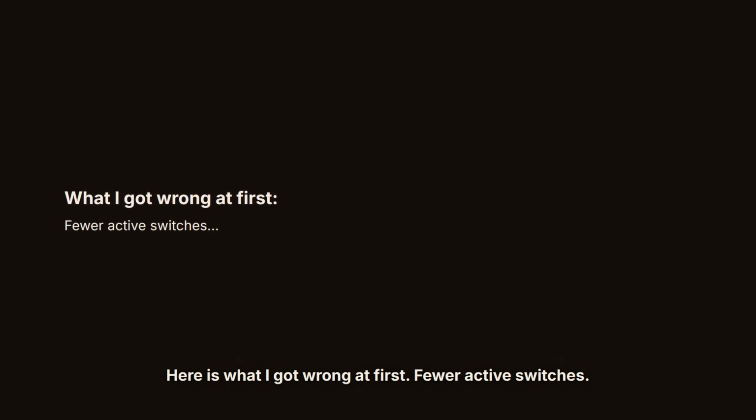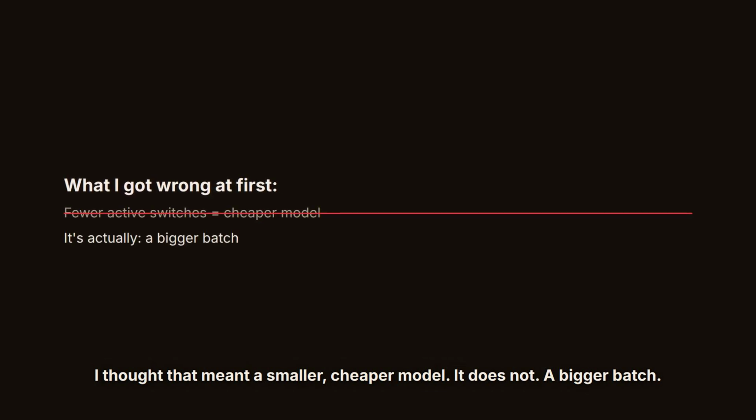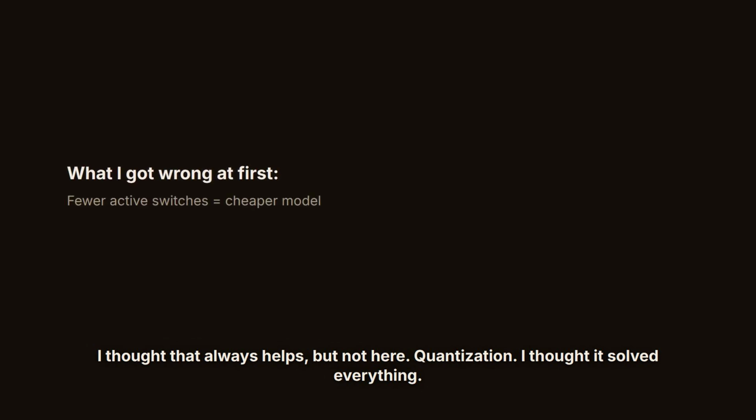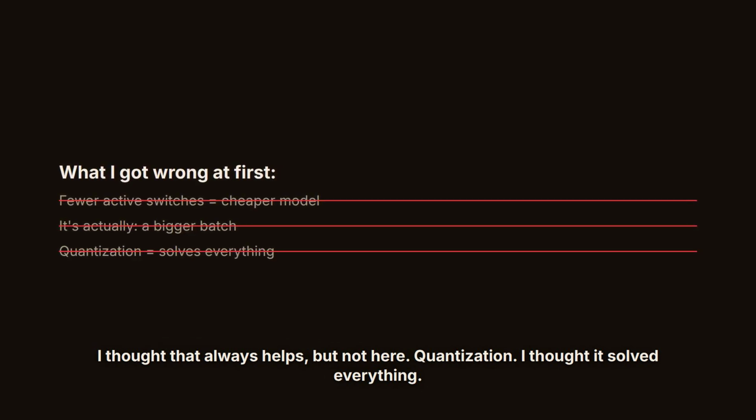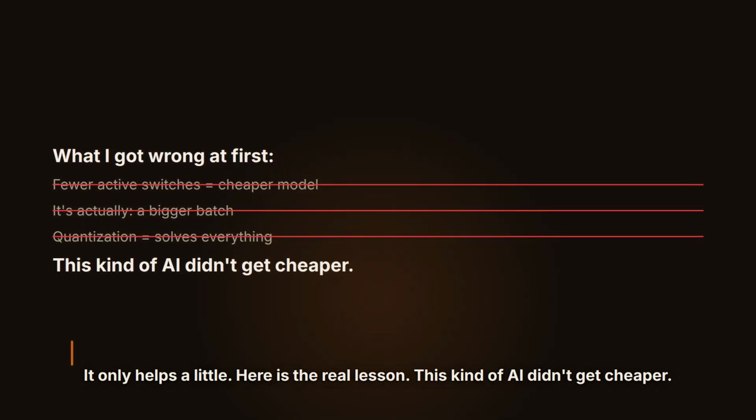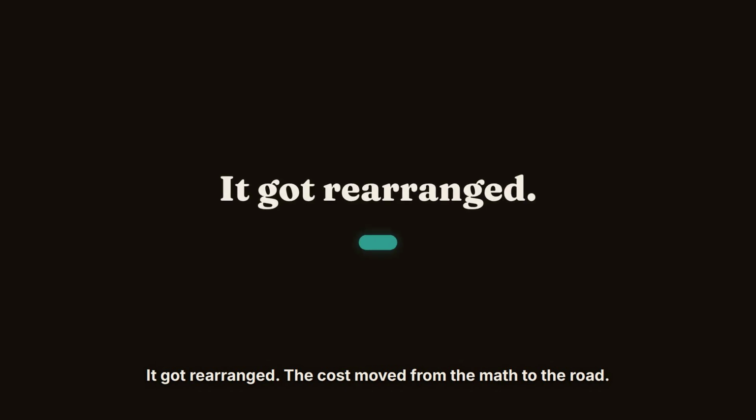Here is what I got wrong at first. Fewer active experts, I thought that meant a smaller, cheaper model. It does not. A bigger batch, I thought that always helps, but not here. Quantization, I thought it solved everything. It only helps a little. Here is the real lesson: this kind of AI didn't get cheaper, it got rearranged. The cost moved from the math to the road.